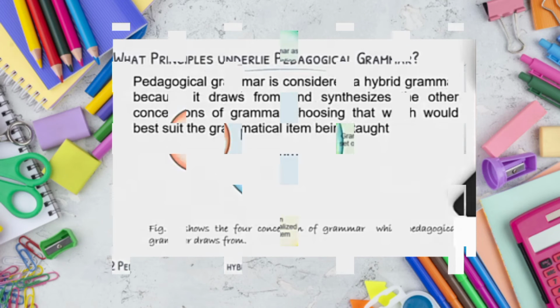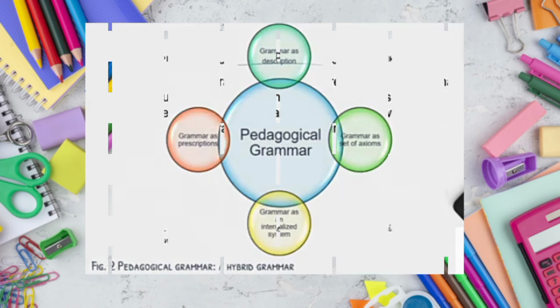Next is all about the 4 types of pedagogical grammar: grammar as description, grammar as prescription, grammar as a set of axioms, and grammar as an internalized system, which will be discussed by the next reporter. Thank you.